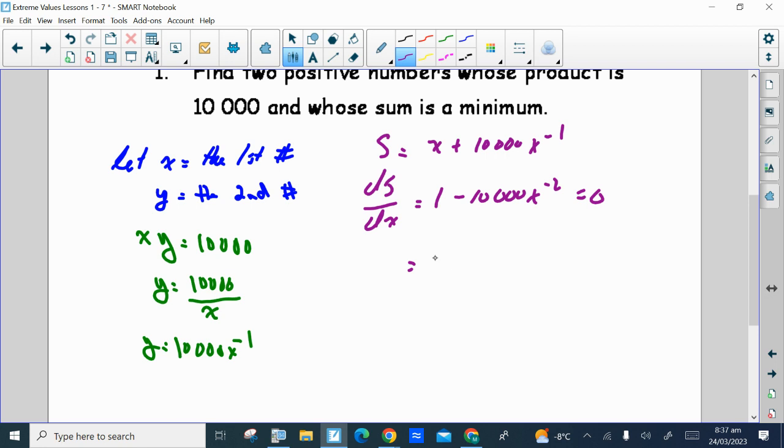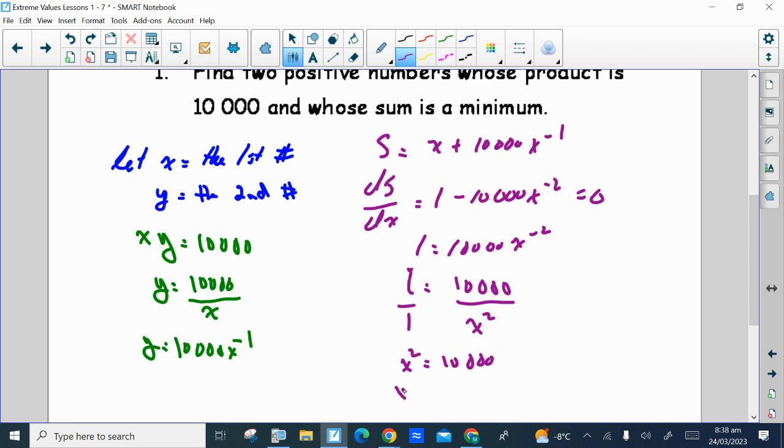And at this point, there's a couple different things that we could do. We could add that 10,000 x to the negative 2 to both sides. So 1 would equal 10,000 x to the negative 2. I got one too many zeros there. Or 1 equals 10,000 over x squared. And then if you cross multiply, x squared will equal 10,000.